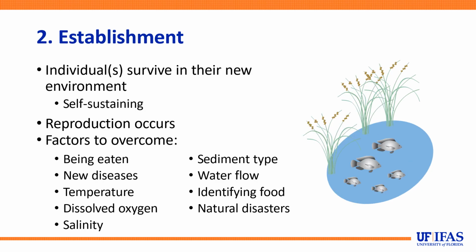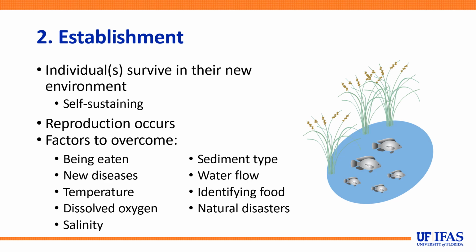The next step is establishment. Remember from our definitions that an established species must be self-sustaining and successfully reproducing. Just because these 2 fish were either smart or lucky enough to survive the first night doesn't mean they'll make it through the entire invasion process. They will have to fight off new diseases and new predators. If this example were a plant, it would have to worry about being grazed on or eaten also.